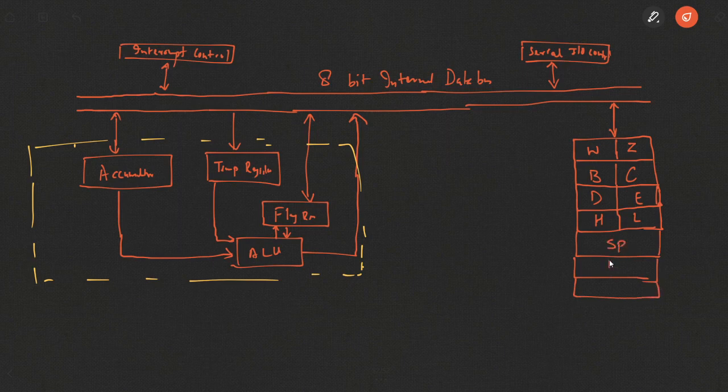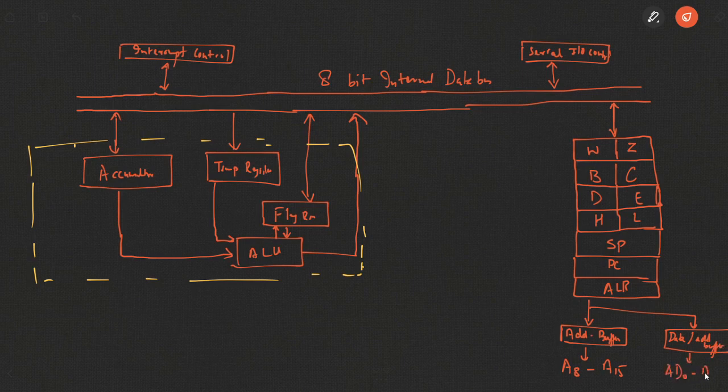This is your stack pointer, program counter, and ALR. All three of them are 16-bit registers. So they will be connected with an address buffer. Through an address buffer they will be communicating with the address lines of the microprocessor A8 to A15, as well as they will be connected with the data address buffer, and through this data address buffer they will be communicating with AD0 to AD7.